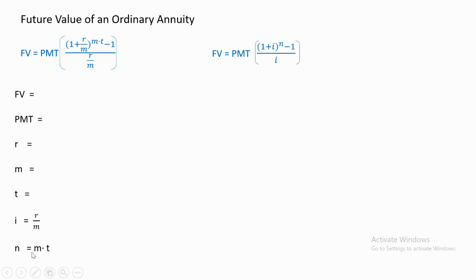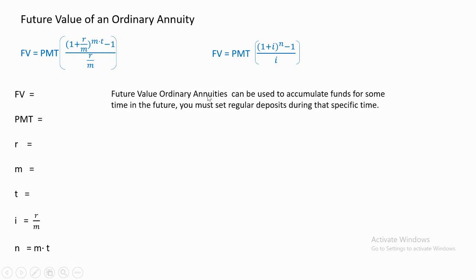1, 2, 3, 4, 5, 6, 7 for every problem from 5.2 to 5.4. So let's see what everything is. Future value ordinary annuities can be used to accumulate funds for some time in the future. You must set regular deposits during that specific time. So here, what it means is that these can be used to invest money, but you have to set up the account that you're going to deposit the same amount of money every period, like every month, every quarter, every year. But you have to put in the same amount every time.